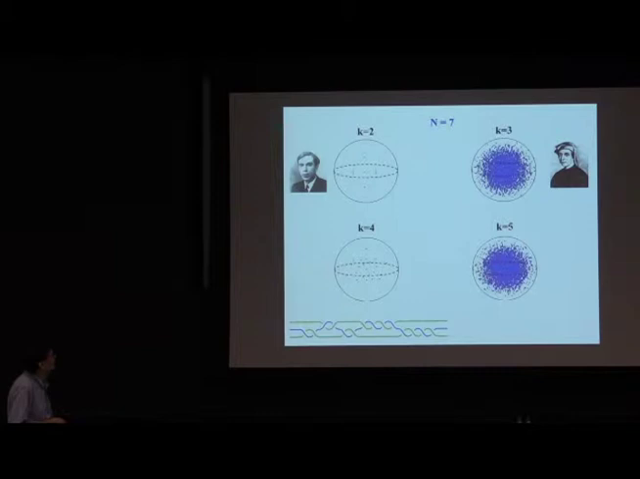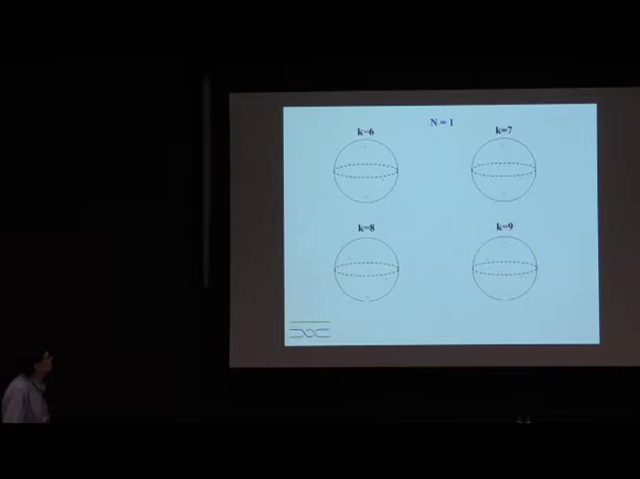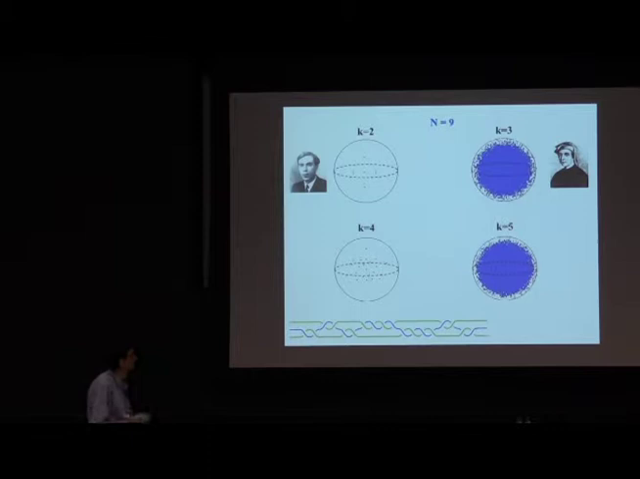And likewise for k equals 4. So again, this is another finite representation, our finite subgroup of the rotation group. But for k equals 3 and k equals 5, we can actually perform arbitrary single qubit rotations. And this is, remember, k equals 4 is the case that Freedman, Larsen, and Wang proved was not universal. So this is consistent with that.